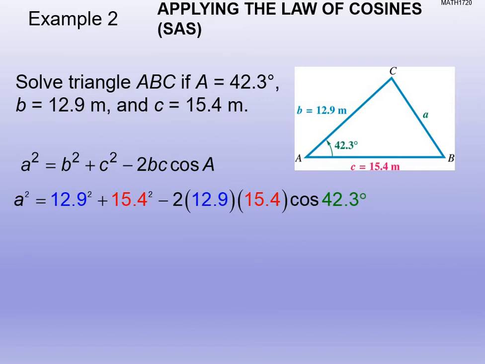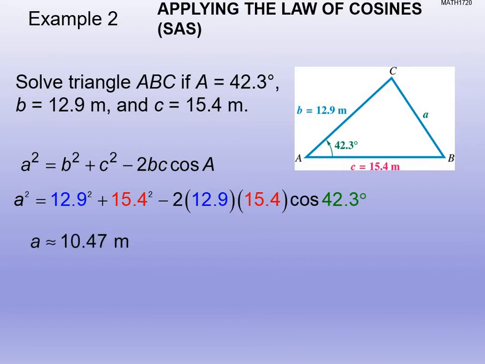Substitute in the values that you have, so we're going to have 12.9 squared plus 15.4 squared minus 2 times 12.9 times 15.4 times cosine of 42.3. I know this is a little late in the game, but make sure that you have your calculator in degree mode, or you're not going to get the right values for these. Degree mode is very important when we're doing these problems.